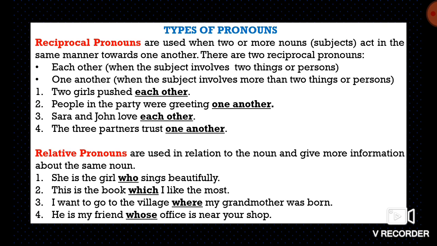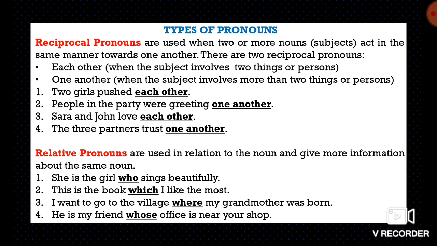First is each other and second is one another. Each other is used when the subject involves two things or persons, and one another is used when the subject involves more than two things or persons. Let's look at the examples.